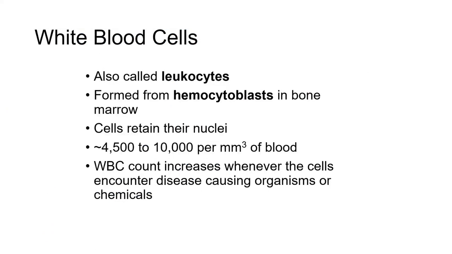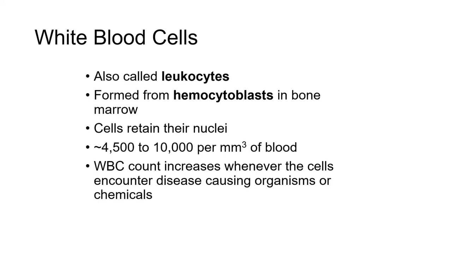Okay, so now we have to talk about the white blood cells or leukocytes. These are the least abundant formed elements, but they are something that we cannot live without. They are formed from hemocytoblasts in the bone marrow, just like the red blood cells. They contain a nucleus, whereas remember, the mature red blood cells do not have a nucleus.